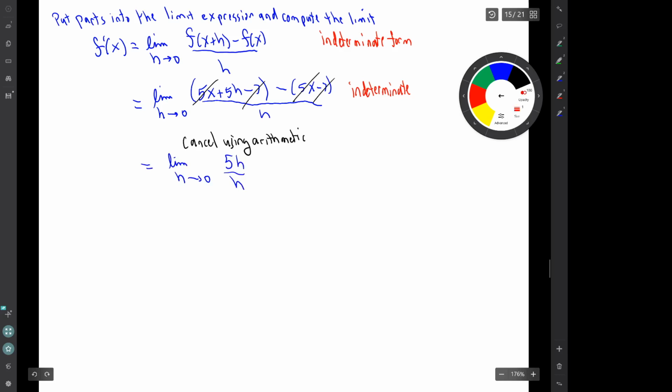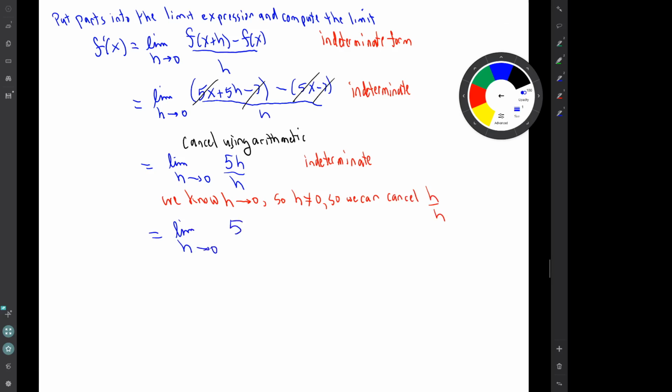Notice we still have an indeterminate form, but we can see that it's indeterminate because of that h over h. Here's that important step. We know that we can cancel the h over h because we know that h is not 0. So here, again, notice that I show the result of the cancellation. I still have a limit parked in front of my expression. Now, this limit, the limit of a constant, is just the constant. So we have found that f prime of x is the number 5.